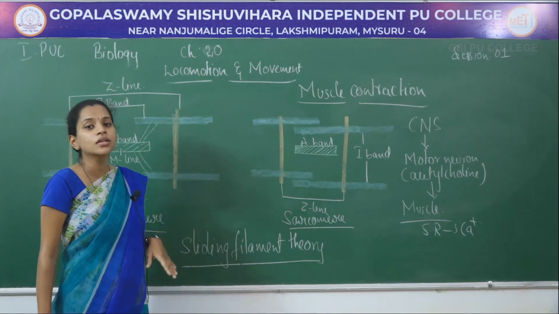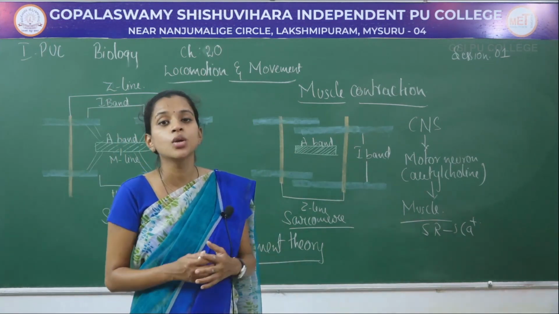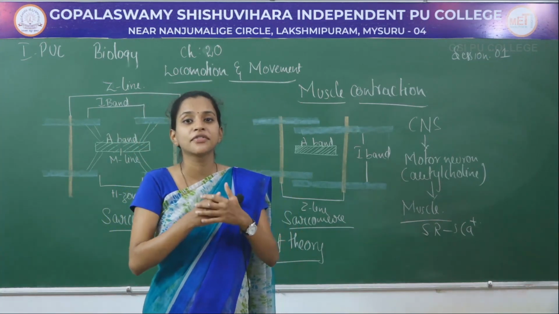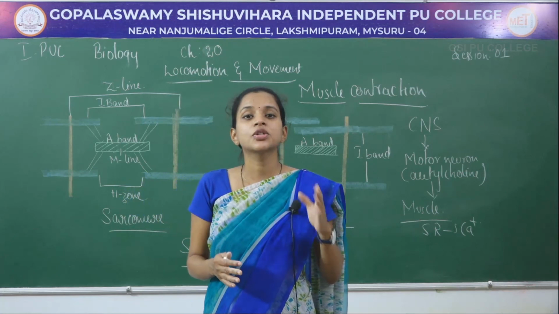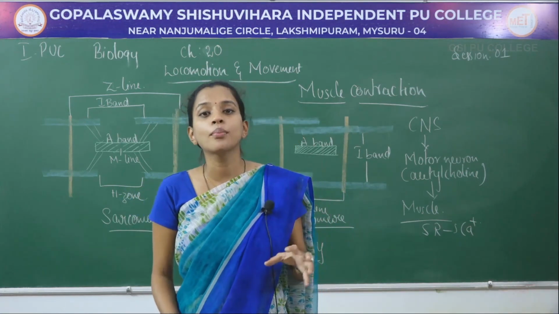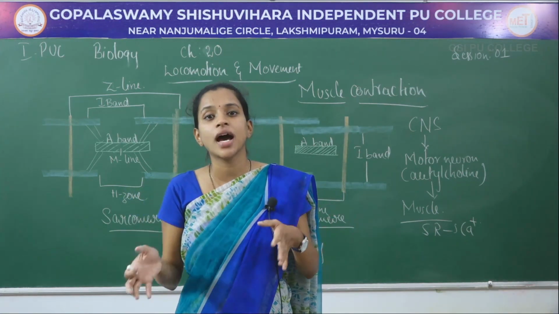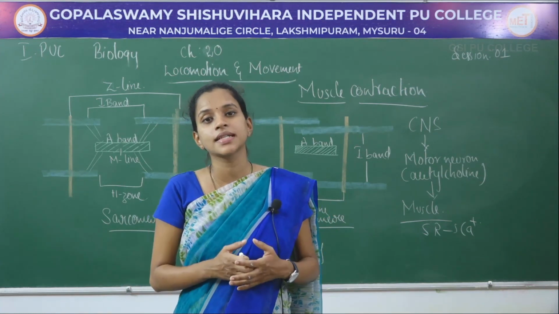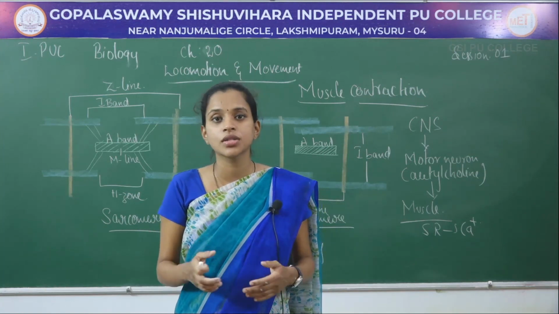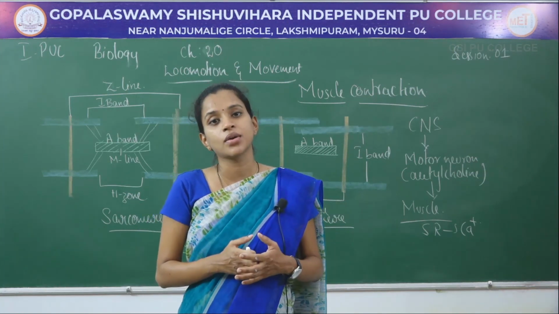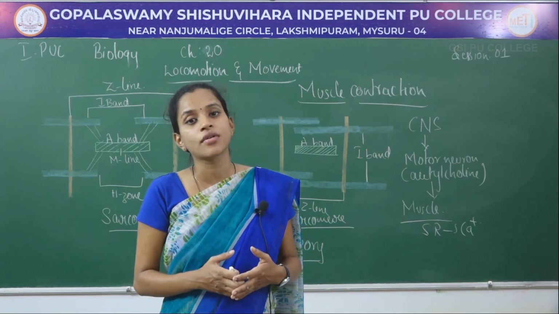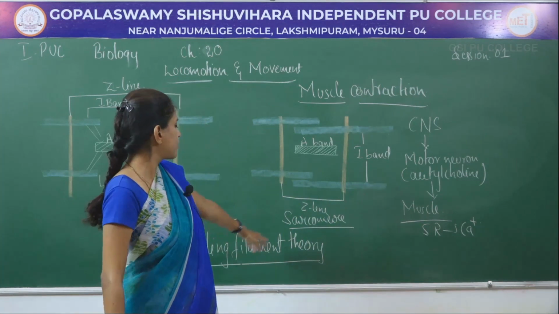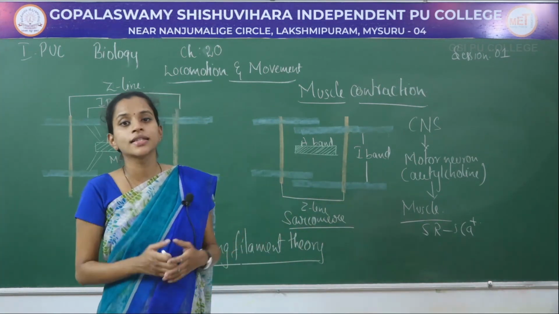That is about the concepts regarding the chapter locomotion and movement. In this chapter, we discussed different types of muscles, especially skeletal muscles, their components, the myofibrils, the presence of dark and light bands, the contractile proteins present in dark and light bands like actin and myosin, the structure of actin and myosin, the contribution of these contractile proteins in muscle contraction, as well as the sliding filament theory. That's all in this particular chapter.